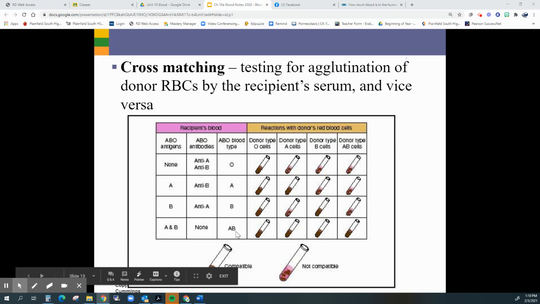Somebody who is AB, right? No antibodies. All right, we can give from O, A, B, and AB. So again, that's why they're the universal donor there.